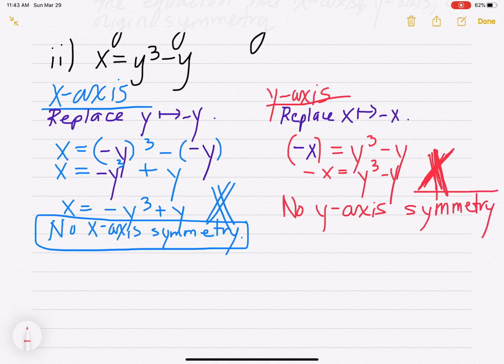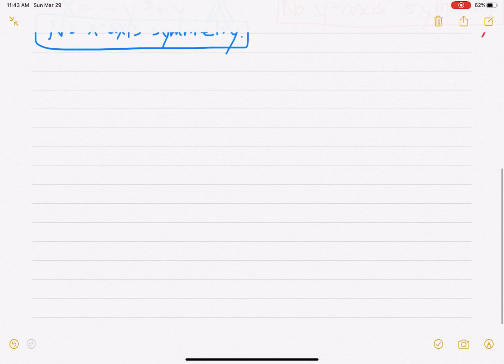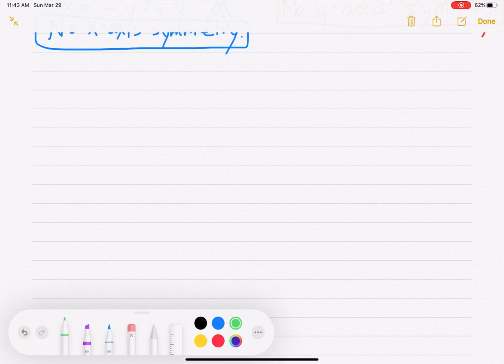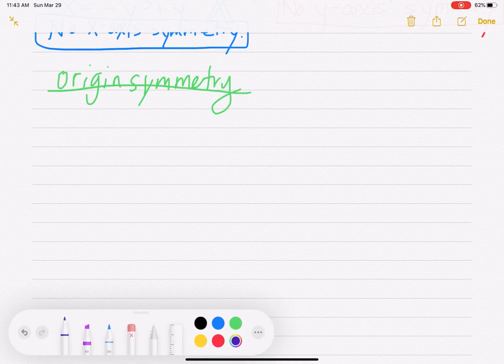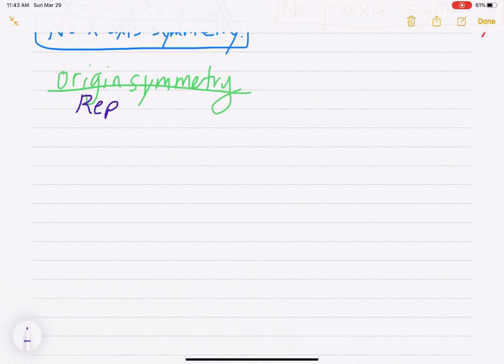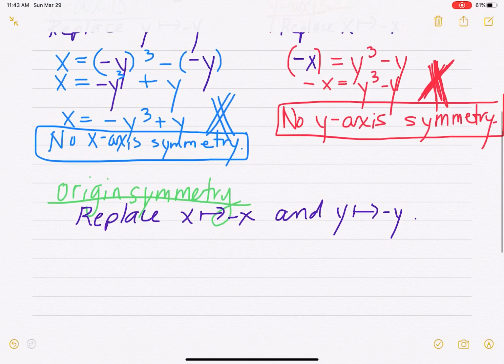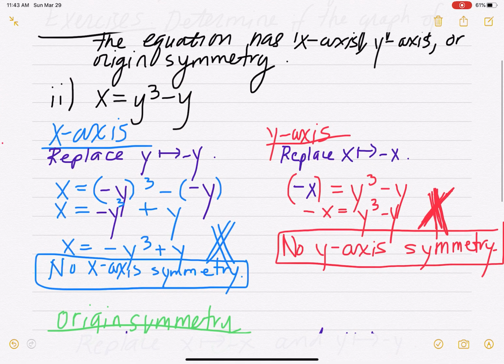All right, so we got one more type of symmetry to test for here. Remember, origin symmetry. It's going to go green. So you have to take your original equation and replace x with negative x and y with negative y. So let's see, what was our original equation? Let's see if we can scroll and find it. There it was. x equals y cubed minus y.